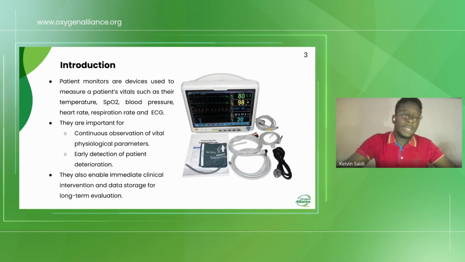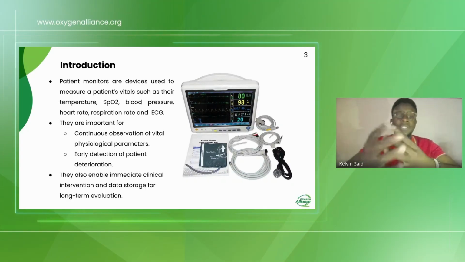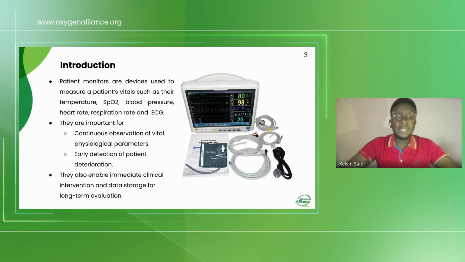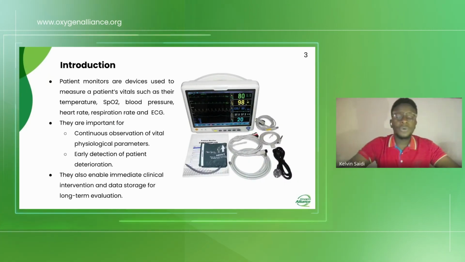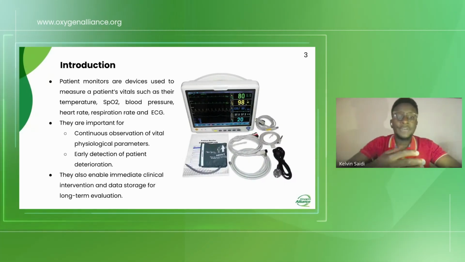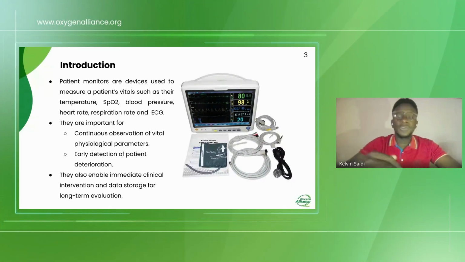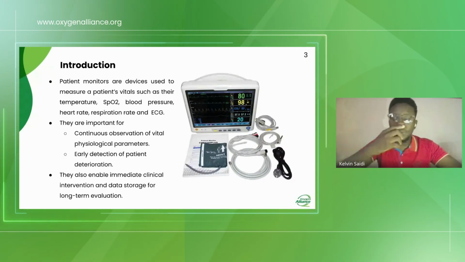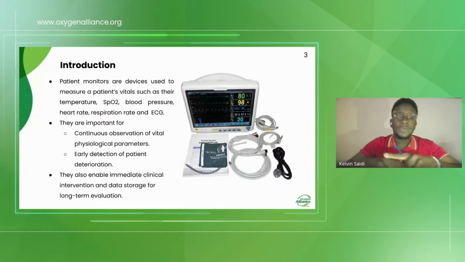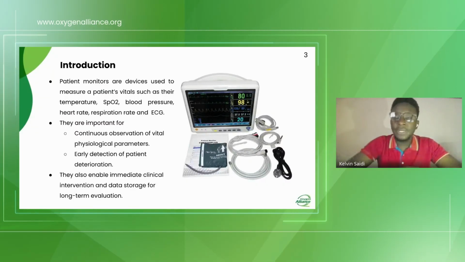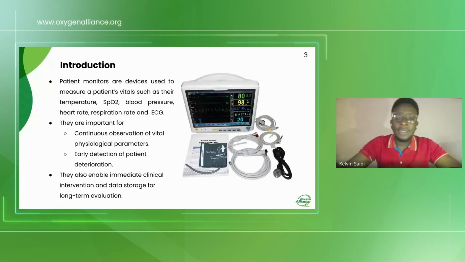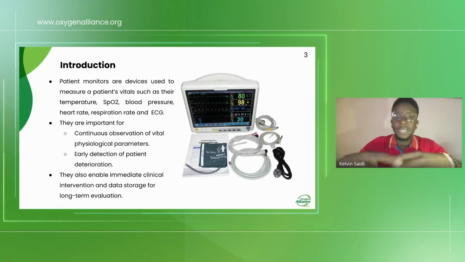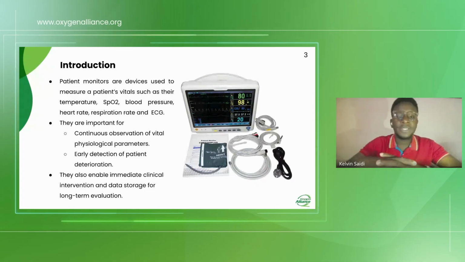So what are patient monitors? These are devices that are used to measure a patient's vitals, such as their temperature, SpO2, blood pressure, heart rate, and ECG. These devices are important for continuous observation of physiological parameters. They also enable immediate clinical intervention. Since the monitoring is continuous, the nurses or the doctors can jump in whenever necessary.